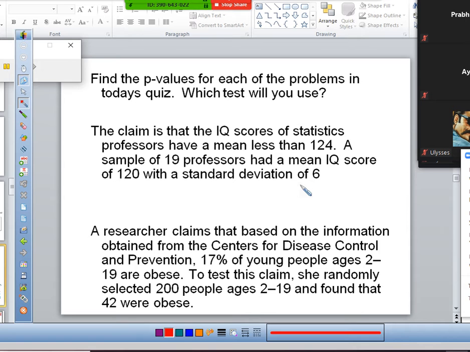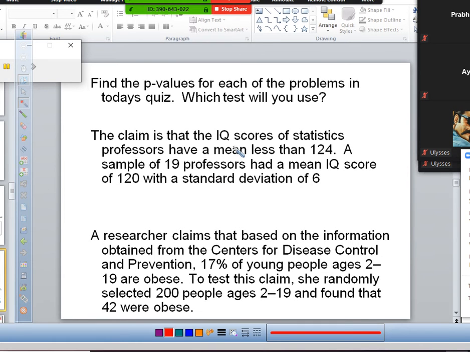So is this a mean or a proportion? Well, you can tell it's a mean because it says mean right here. So I'm going to go to t-tests. My claim is 124. That's going to be my mu. And then this is my n, the sample of 19. My sample mean is my x bar, and this is my s over here, based on the word sample.